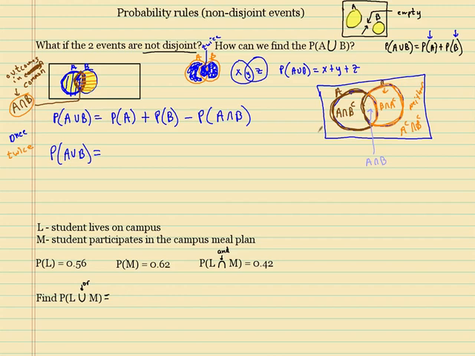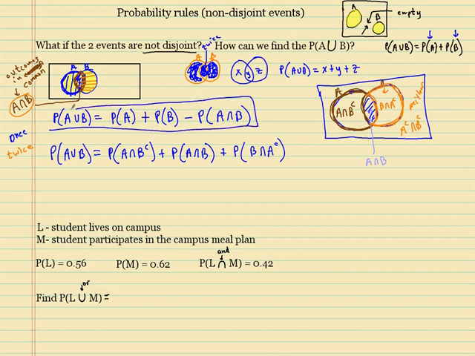Okay, so another way to find the probability of this, and you probably won't use this method, but it's nice to know. The probability of A or B, that's the red moon, plus the probability of A and B, that's the middle section, plus the probability that B happens and A doesn't happen. Okay, so that's just some good stuff to know. This is the formula that you're going to be working with the most.